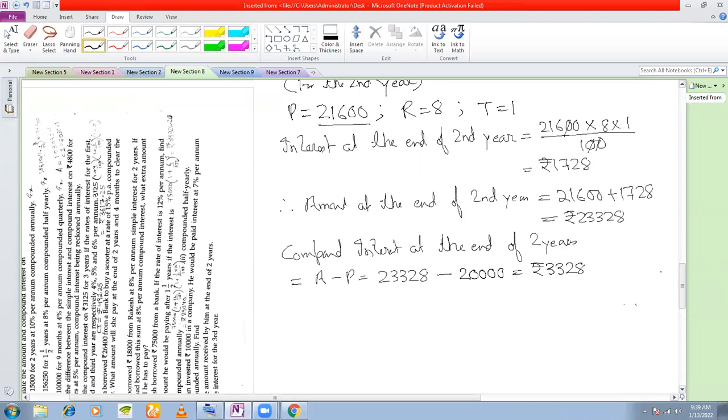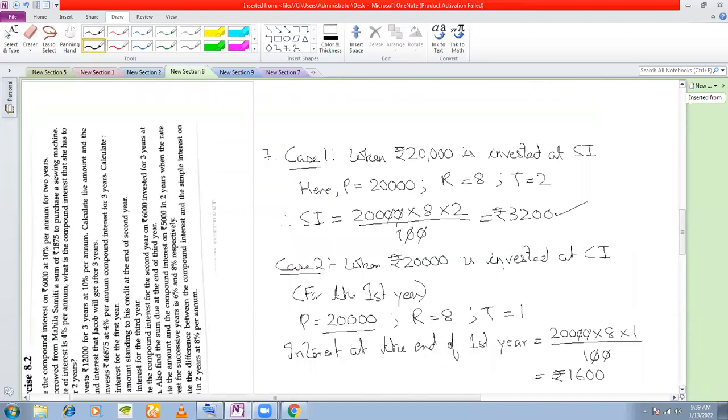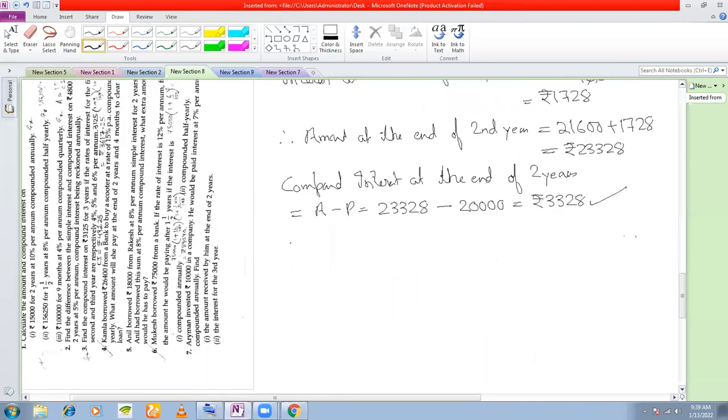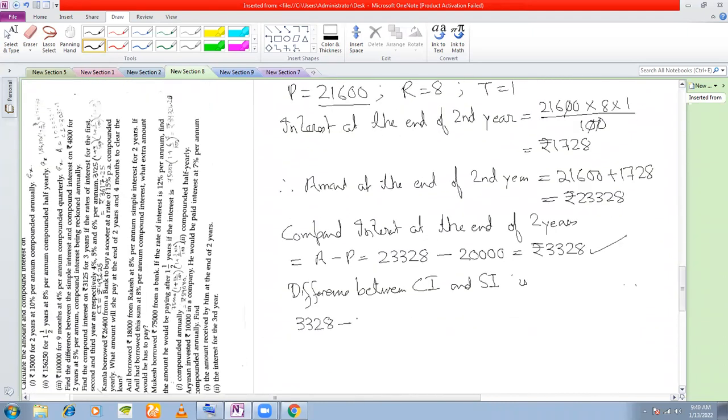Now, in the question they have asked what is the difference. You are getting an interest of 3,328 and your friend, who invested at simple interest, is getting an interest of 3,200. So the difference between CI and SI is 3,328 minus 3,200. So you are getting 128 more as interest.